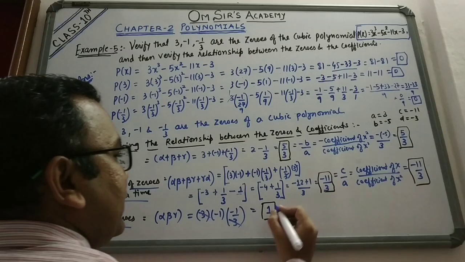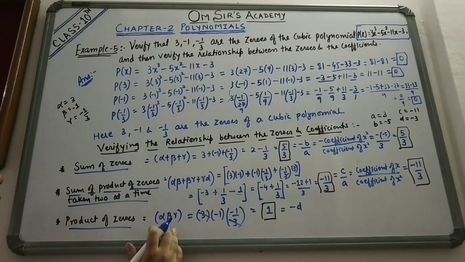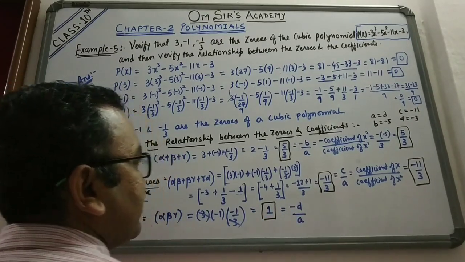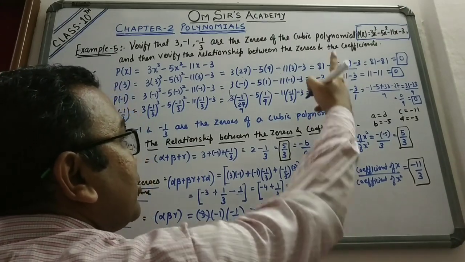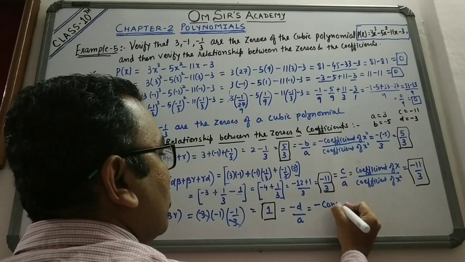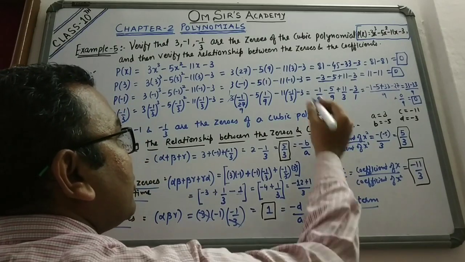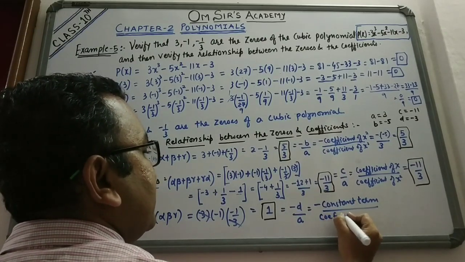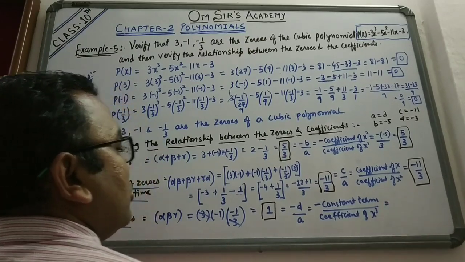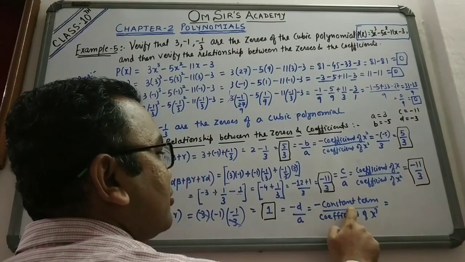So these should be equal to what? Product of zeros, that is alpha into beta into gamma, in case of a cubic polynomial should be equal to minus d upon a. So friends, here what was d? D was the constant term. So I write it as minus constant term upon A. A is what? The coefficient of x cube. So it is coefficient of x cube. So constant term was what? D was minus 3.